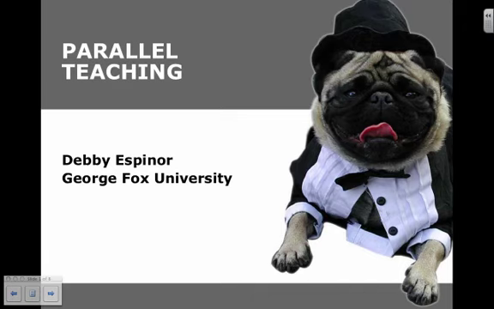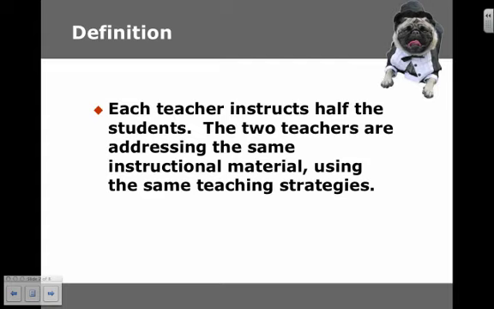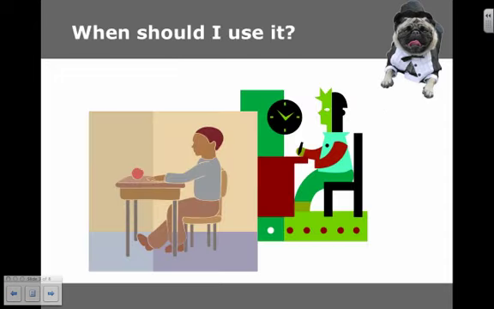Parallel teaching. This is where each teacher instructs half the students. The two teachers are addressing the same instructional material using the same teaching strategies. It's best used when a lower adult-student ratio is needed to improve instructional efficiency.